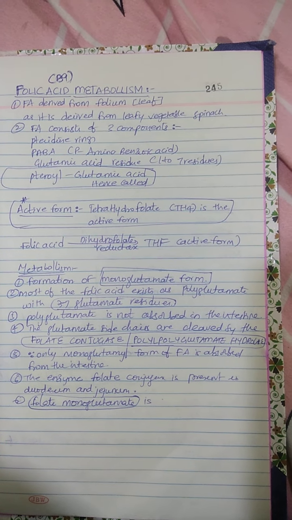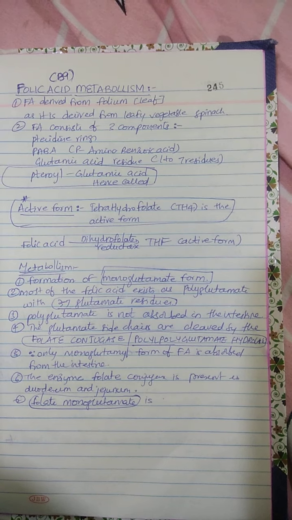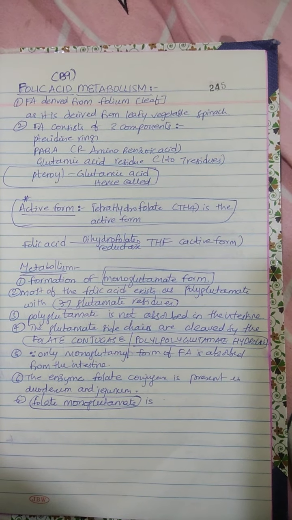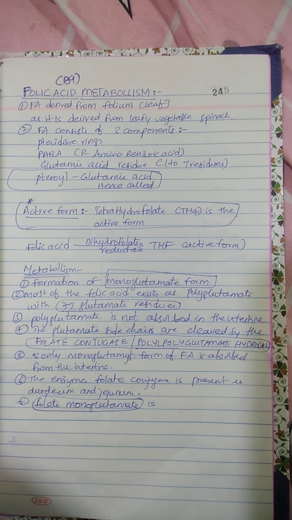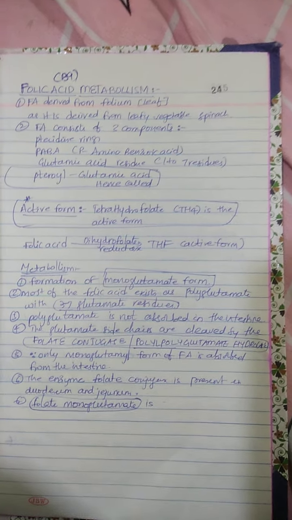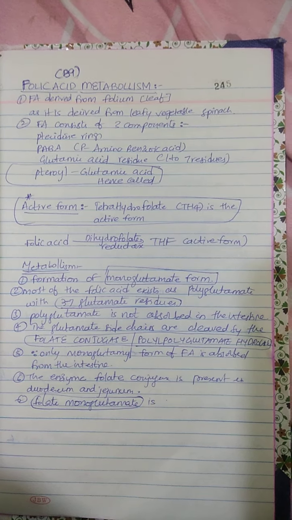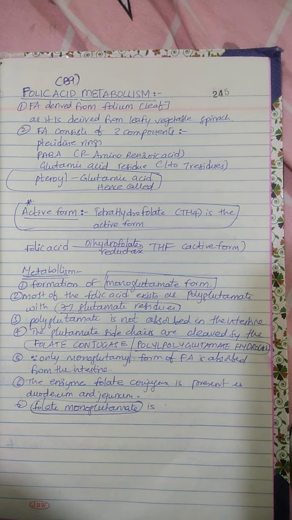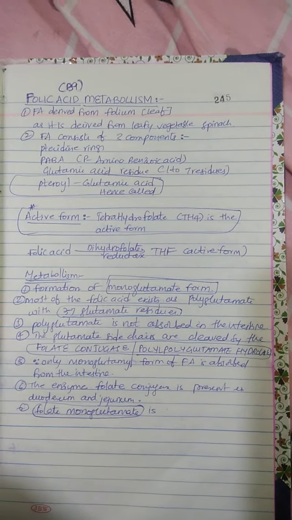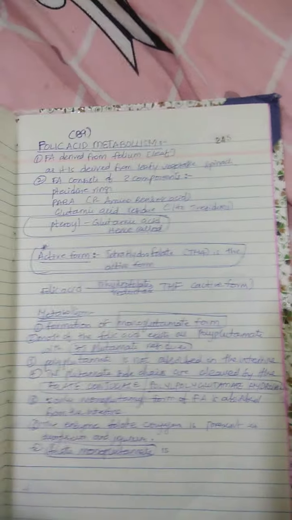Only the monoglutamyl form of folic acid is absorbed from the intestine. The enzyme folate conjugase is present in the duodenum and jejunum. Hence, the major part of the folic acid is absorbed in the duodenum and jejunum. Folate monoglutamate is easily absorbed in the small intestine.